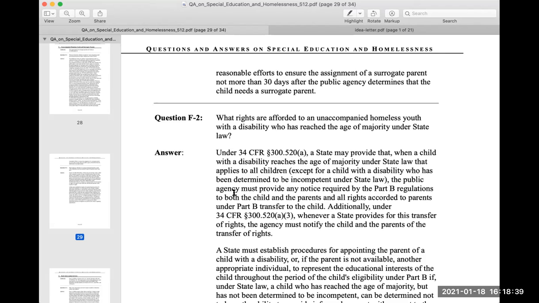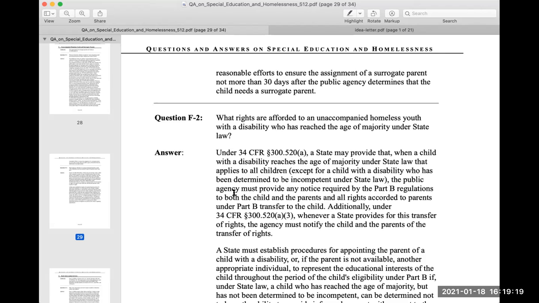If, under state law, a child who has reached the age of majority, but has not been determined to be incompetent, can be determined not to have the ability to provide informed consent with respect to the child's educational program, 34 CFR paragraph 300.520(b) applies. Although not required by Part B, for an unaccompanied homeless youth, these procedures could include the appointment of a surrogate parent in accordance with 34 CFR paragraph 300.519 to represent the child's educational interests throughout the period of the child's eligibility under Part B.